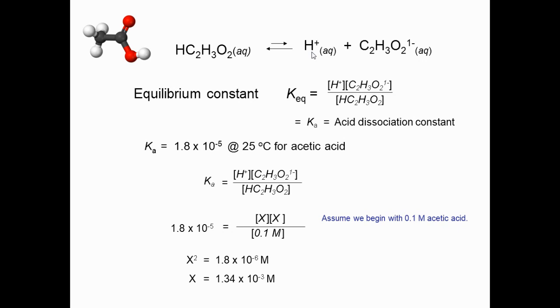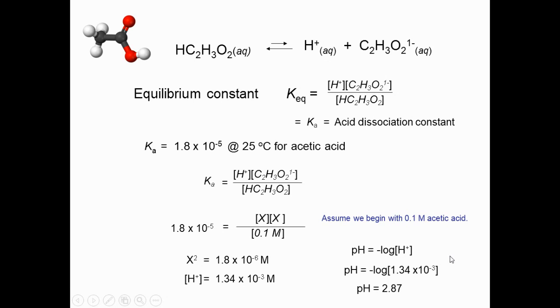Now, our original question was trying to figure out what is the pH. Well, now I can get there because now I have the hydrogen ion concentration. If you recall, pH is equal to the negative log of H plus. So I'm not going to put in 0.1 molar for H plus. I'm going to put in 0.00134, or 1.34 times 10 to the negative third molar. When I type that in my calculator, I realize that the pH of my solution is 2.87.